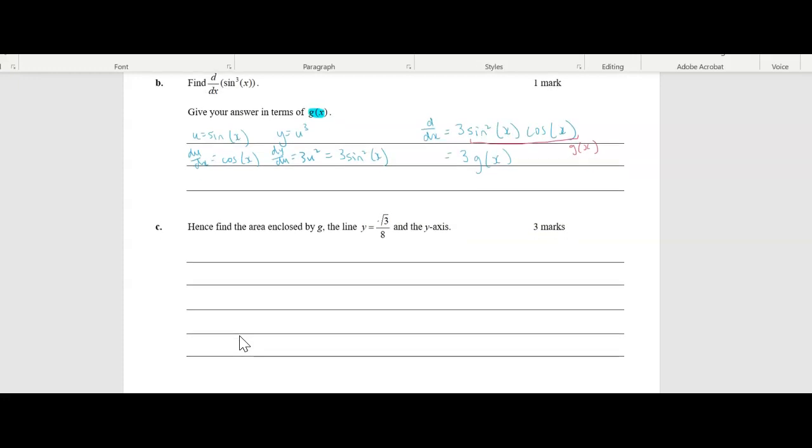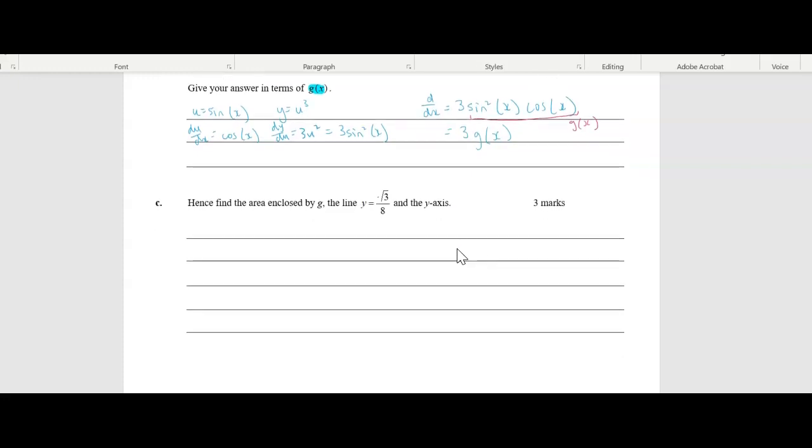So in question C, hence find the area enclosed by G, the line y equals root 3 on 8, and the y-axis. So what we have here is an area between 2 curves. Some of you who were able to attempt this question forgot that you were finding the area between 2 curves, and you just found the area with the function g of x.